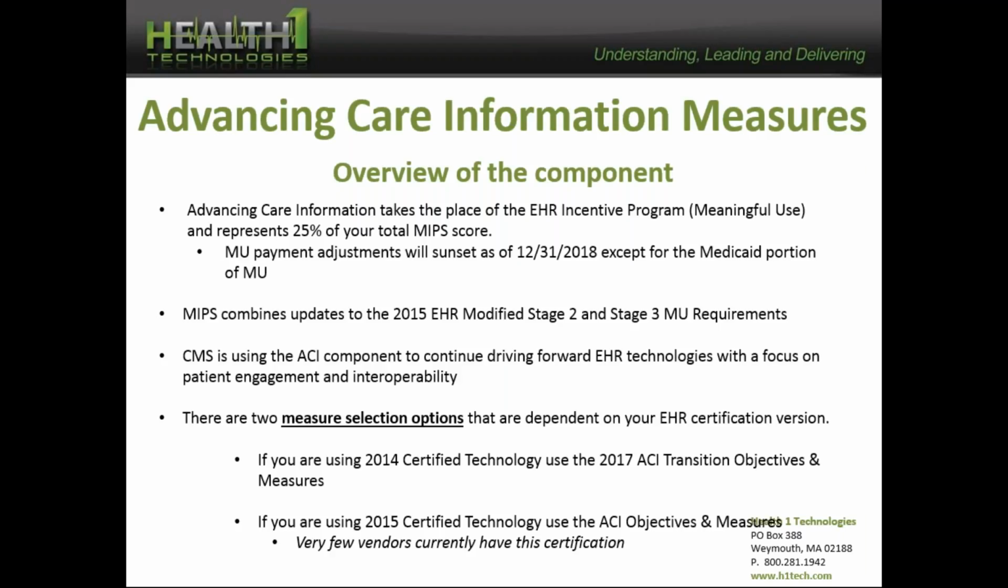And then for 2017, one important thing that we really need to talk about is the certification of your EHR, and that's going to drive what measure set you use. There's a 2014 certified technology and 2015 certified technology. The majority of people are currently on a 2014 certified technology, and that is going to use a set of measures called 2017 ACI transition measures. That's the measure set that you'll use as you go through this process.